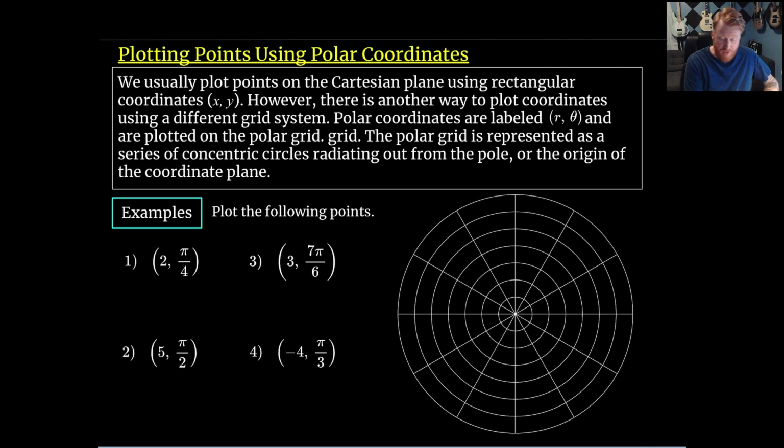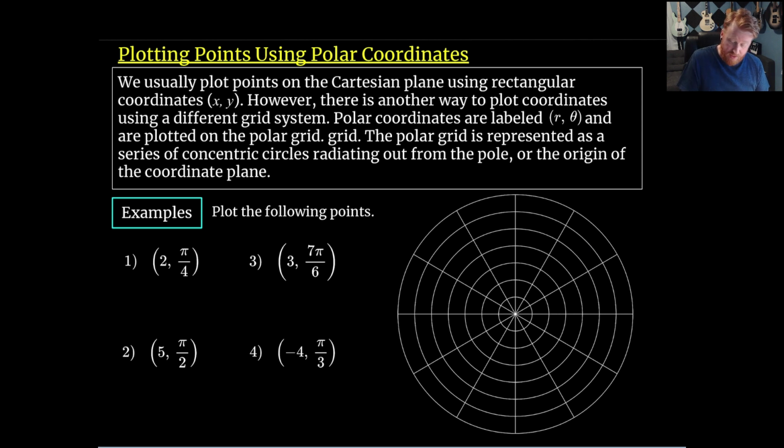So we usually plot points on the Cartesian plane using rectangular coordinates x and y, meaning that you would travel some distance in the x direction and some distance in the y direction, and you would find wherever your point lives in relation to the origin. Instead of doing that, there is another way to do this.